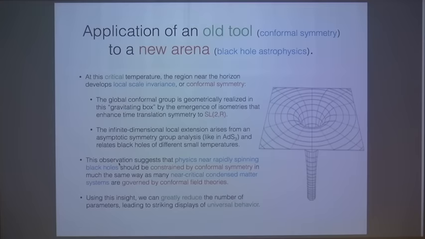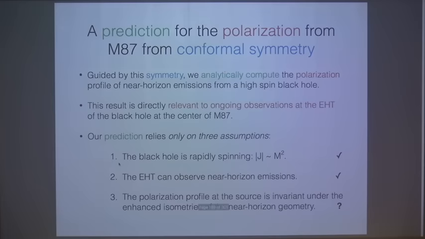So this observation that you can do a temperature expansion around a point with conformal symmetry suggests that physics near rapidly spinning black holes should be constrained by conformal symmetry in much the same way as many near-critical condensed matter systems are governed by conformal field theories. And in this project, we use the conformal symmetry to analytically compute the polarization profile of near-horizon emissions from a high-spin black hole. This result is directly relevant to ongoing observations of the Event Horizon Telescope of the black hole at the center of M87.